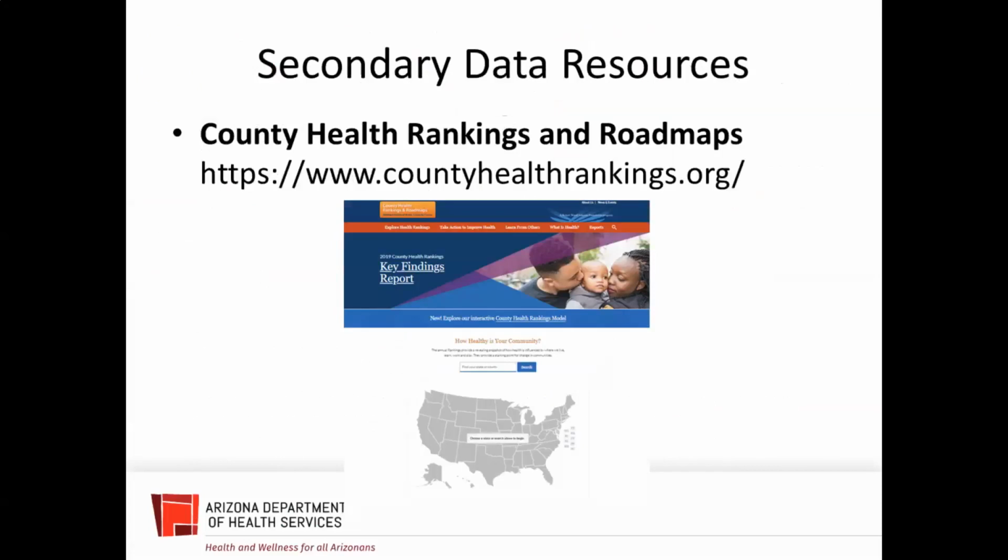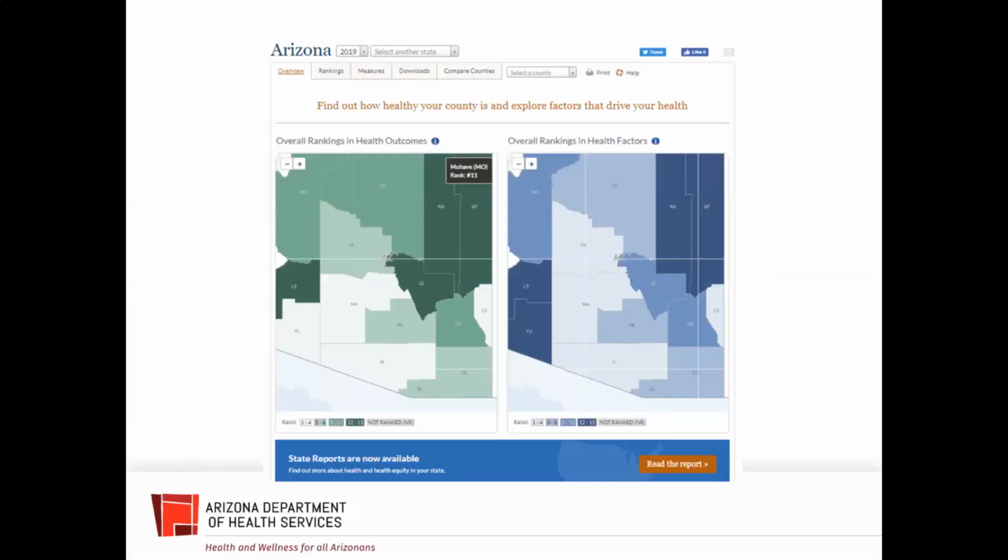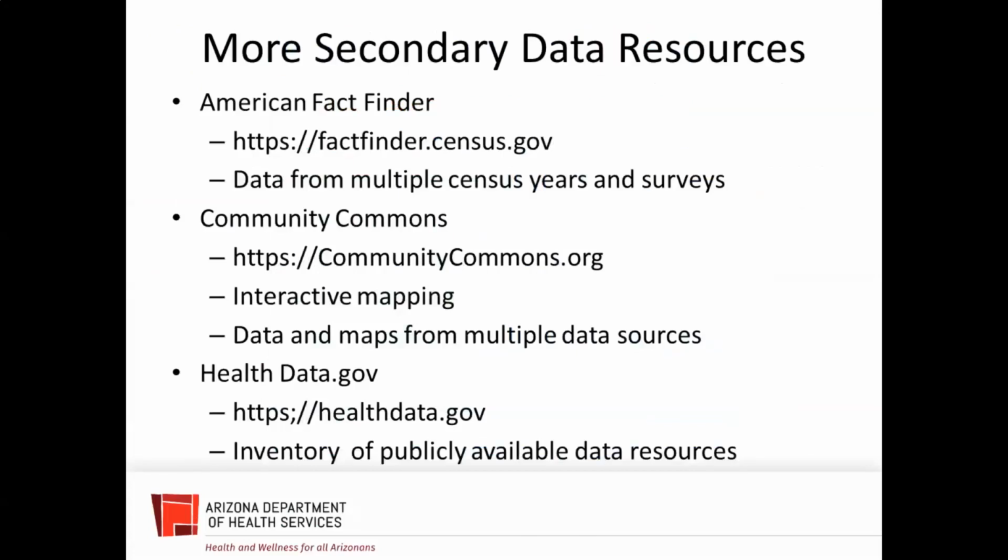Secondary data resources include County Health Rankings and Roadmaps. This is a collaboration between the Robert Wood Johnson Foundation and the University of Wisconsin Population Health Institute. This includes county and state health outcomes and health factors. Another resource includes State Health Facts. And here's a screenshot from County Health Rankings, including an overview of the Arizona state and the county demographics. More secondary data resources include American FactFinder, Community Commons, and healthdata.gov.